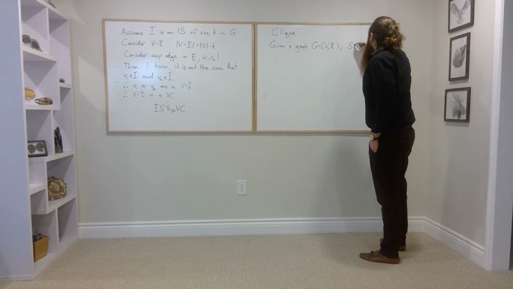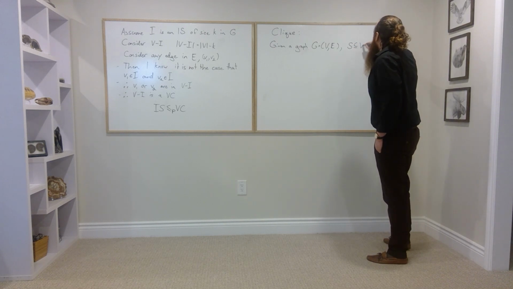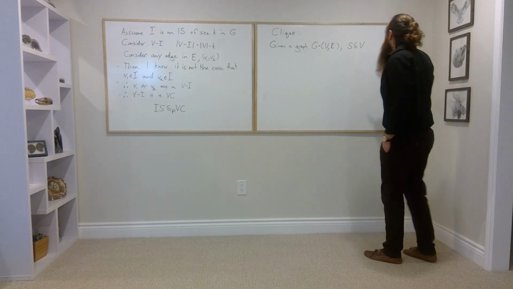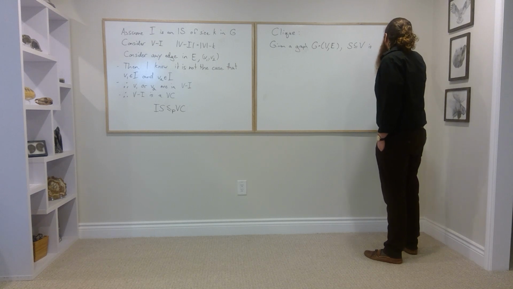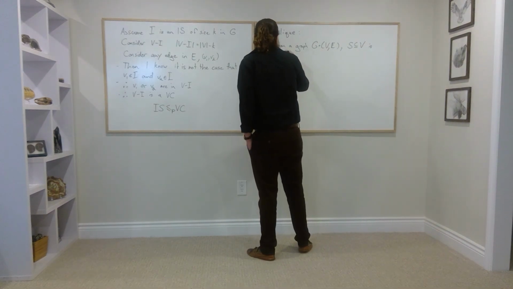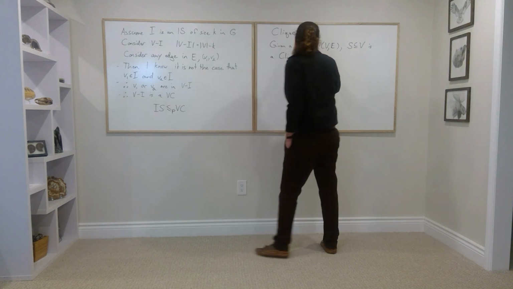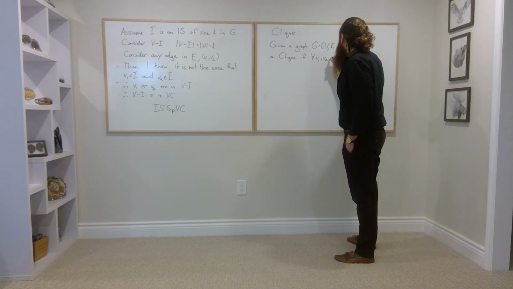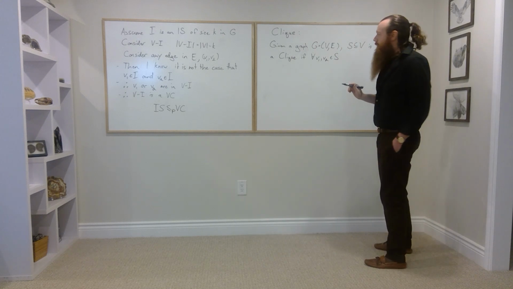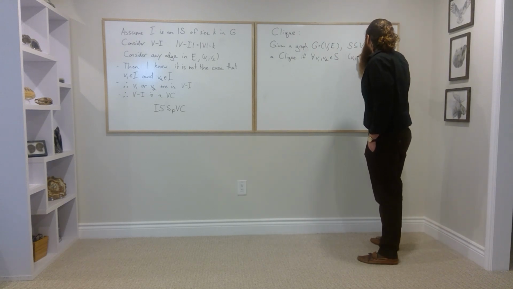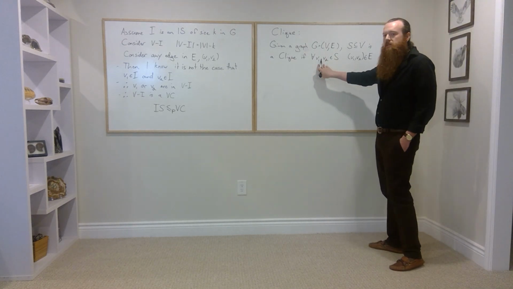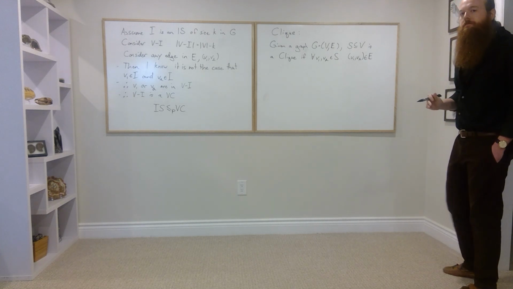S is a clique, and S is going to be a subset of the vertices again. So S, subset of V, a clique's just a subset of the vertices. It's just a set of vertices in that graph. S is a clique if for all v1, v2 that are in that clique, it just so happens that (v1, v2) is an element of the edge set, meaning for all two vertices in the clique, they're directly connected.